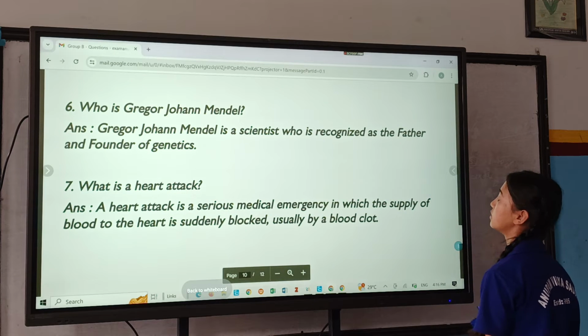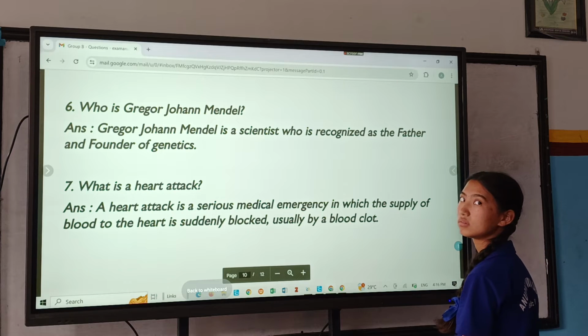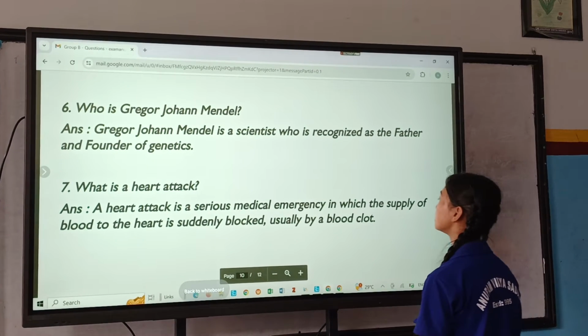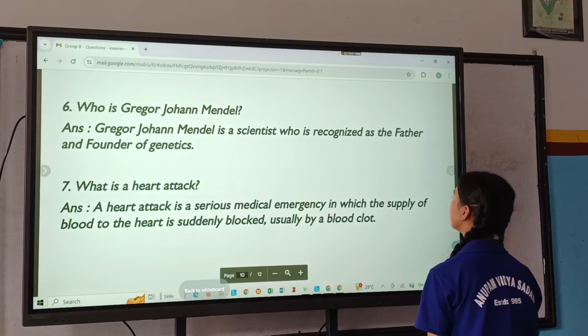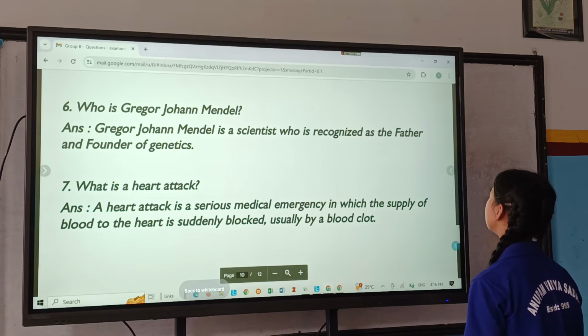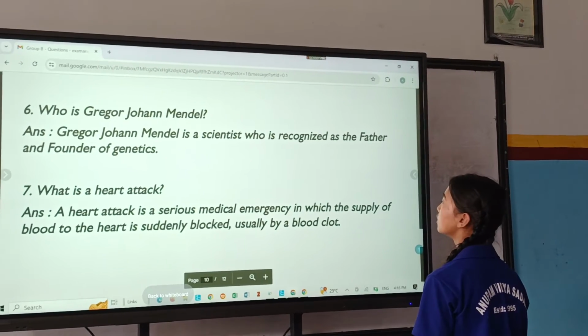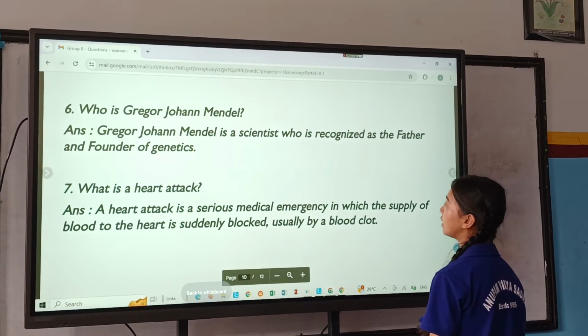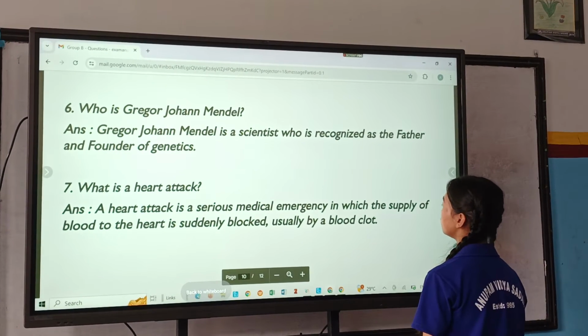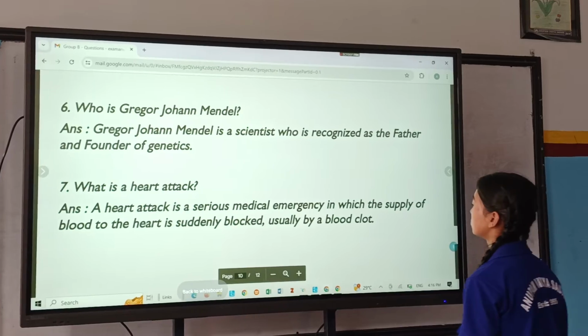What are heart attacks? Heart attack is a medical emergency in which the supply of blood to the heart is blocked, usually by a blood clot.